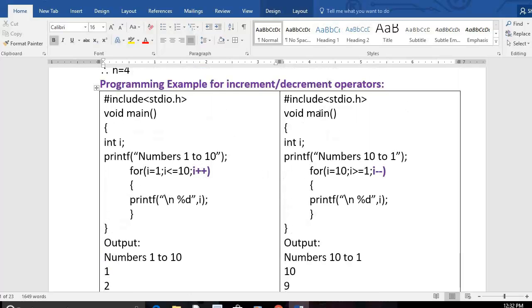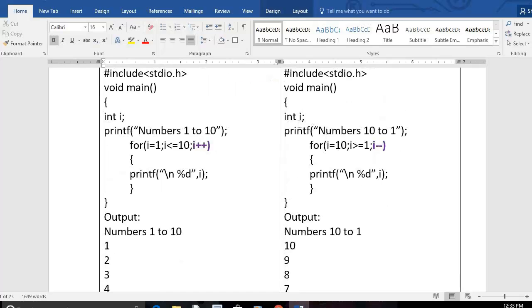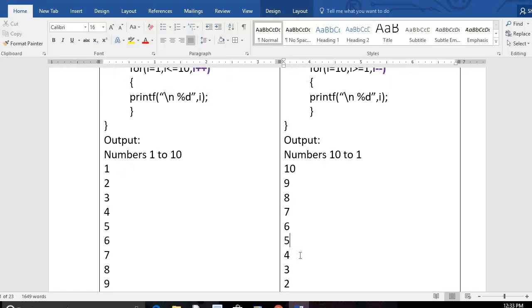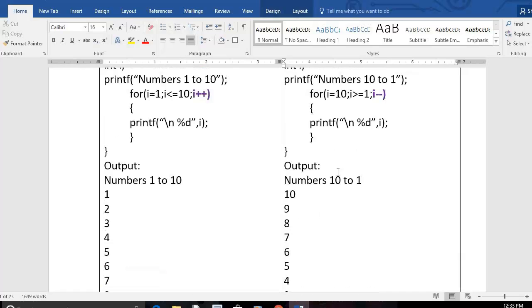Okay. See this one. It will print the numbers in descending order, 10 to 1. I is a variable. Inside I, 10 is stored. 10 is more than or equal to 1? Yes. 10 is printed. I minus minus. From 10, 1 will be removed. 9. 9 is more than or equal to 1? Yes. 8, 7, we are deducting 1 each time. 3 is greater than or equal to 1? Yes. 2 is greater than or equal to 1? Yes. 1 is greater than or equal to 1? Yes. 1 is printed. 1 minus 1 is 0. 0 is greater than or equal to 1? No. For loop stops.